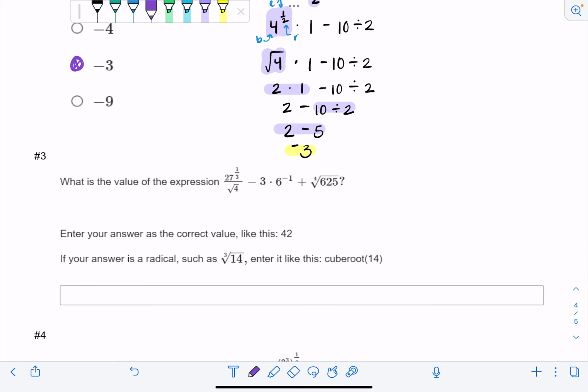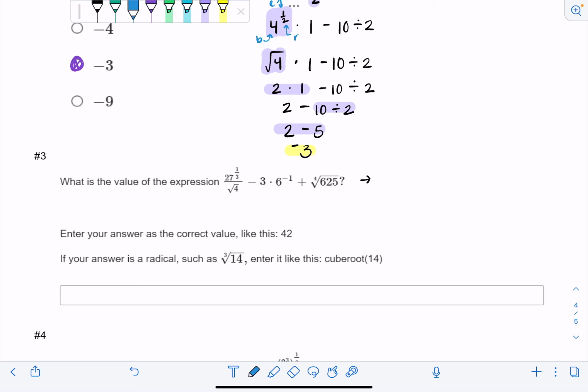And then number 3, what is the value of the expression 27 to the 1/3 over the square root of 4 minus 3 times 6 to the negative first power plus the fourth root of 625? Okay, so this one has a lot of funky different things going on: the fraction exponent, the radicals, the negative exponent, so we'll just go piece by piece. I'm going to do my next line over here to the right.